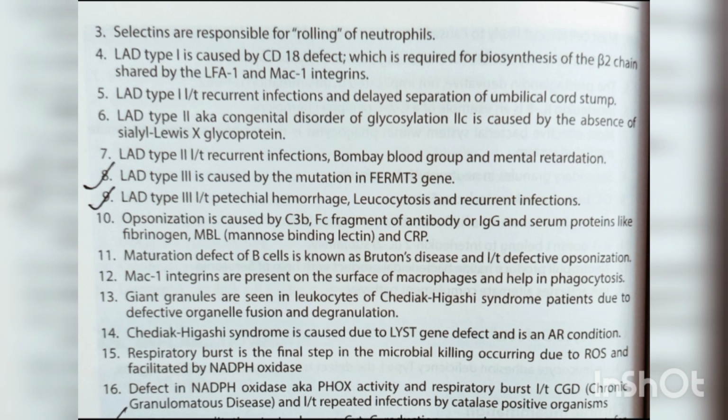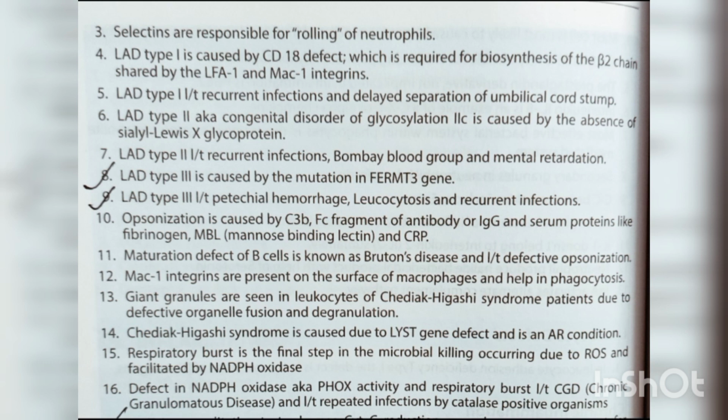Giant granules are seen in leukocytes of Chediak-Higashi syndrome patients due to defective organelle fusion and degranulation. Chediak-Higashi syndrome is caused due to LYST gene defect and is an autosomal recessive condition.